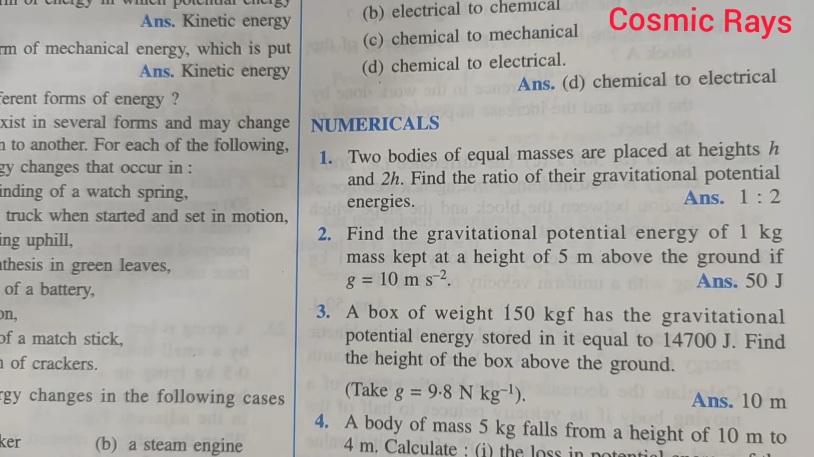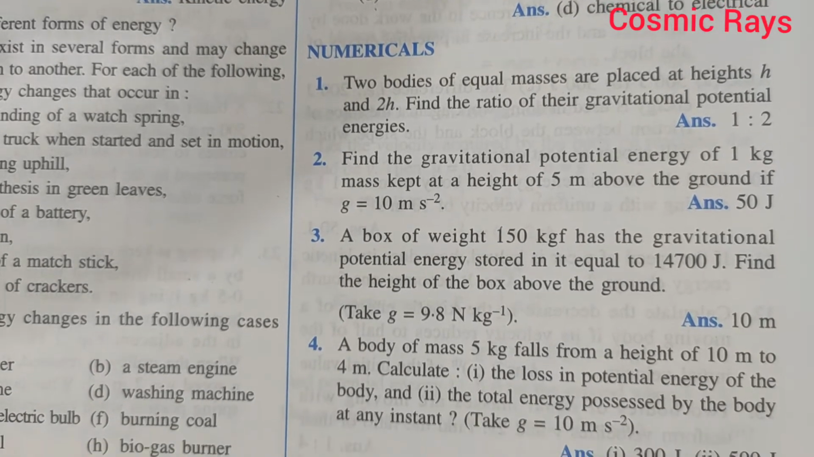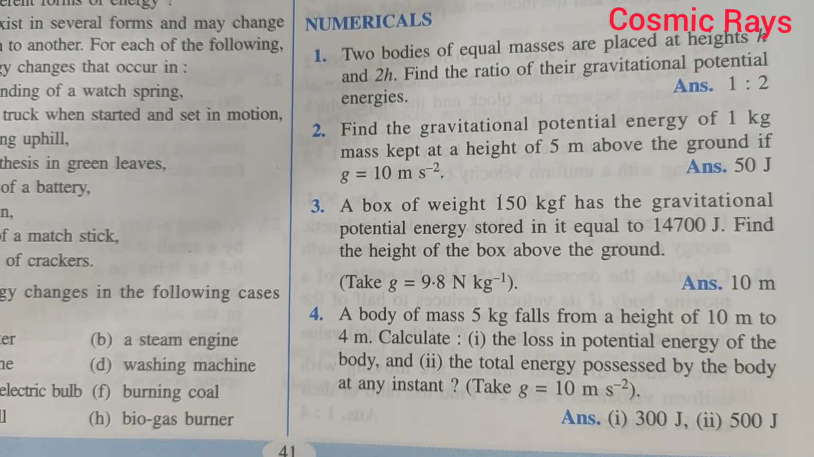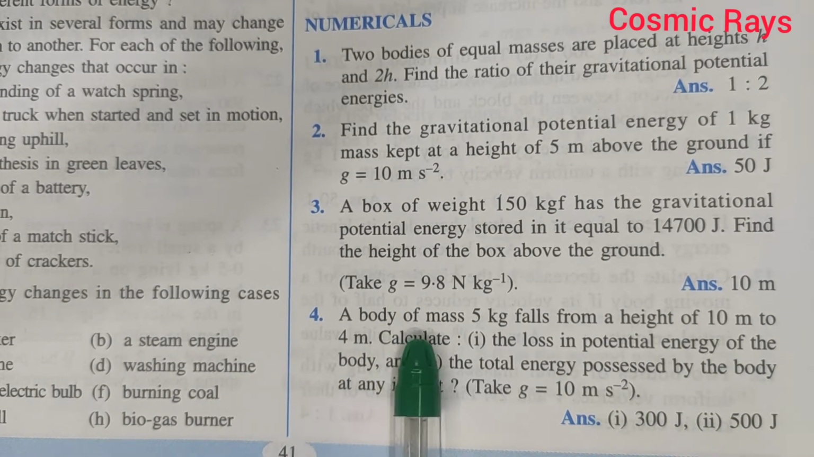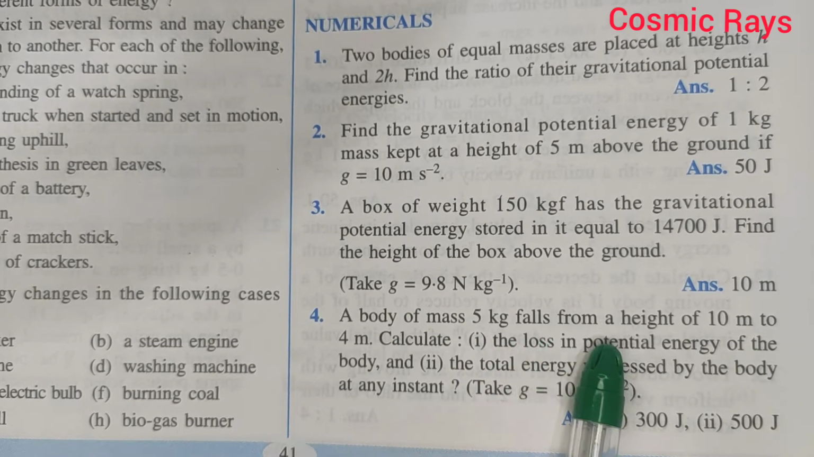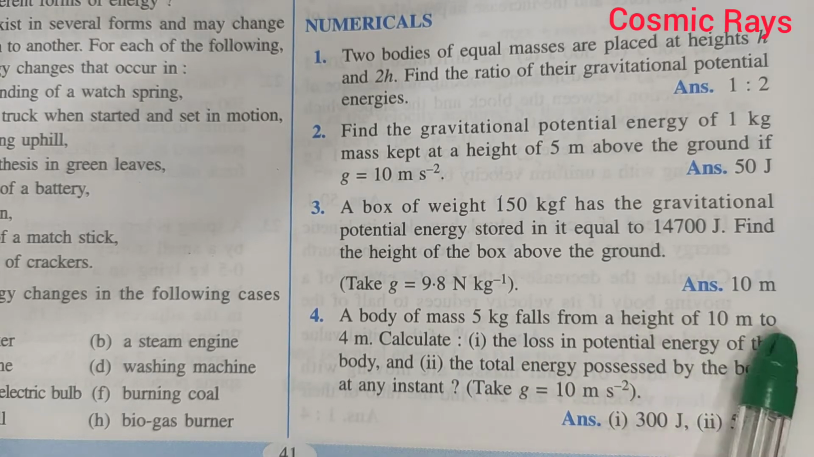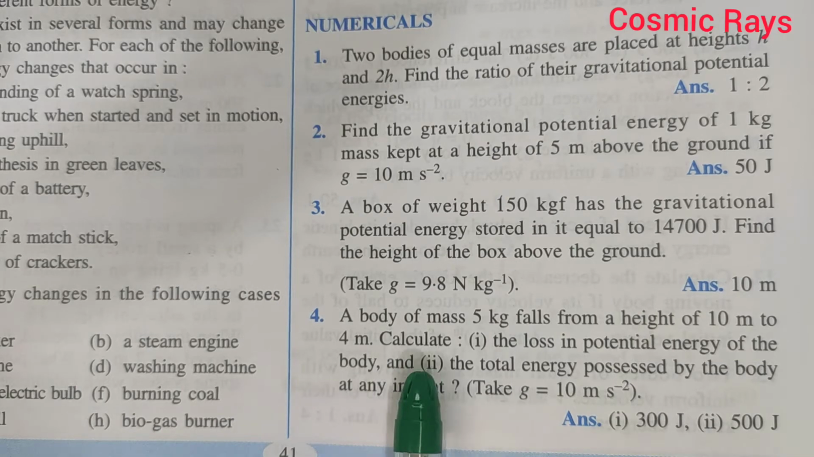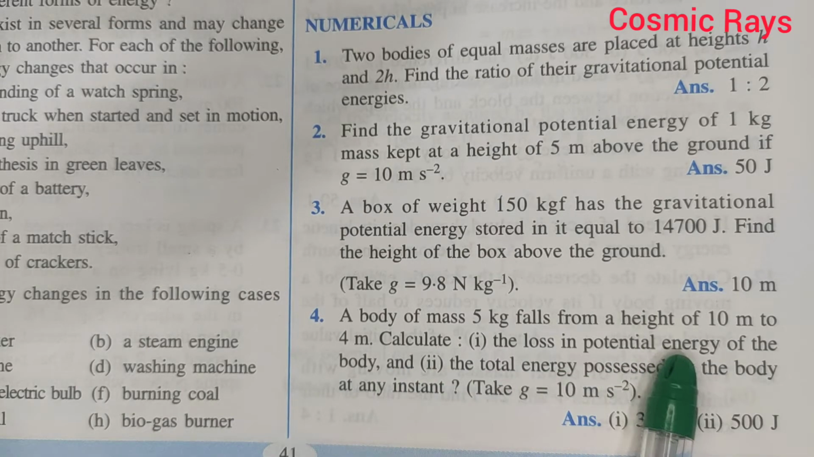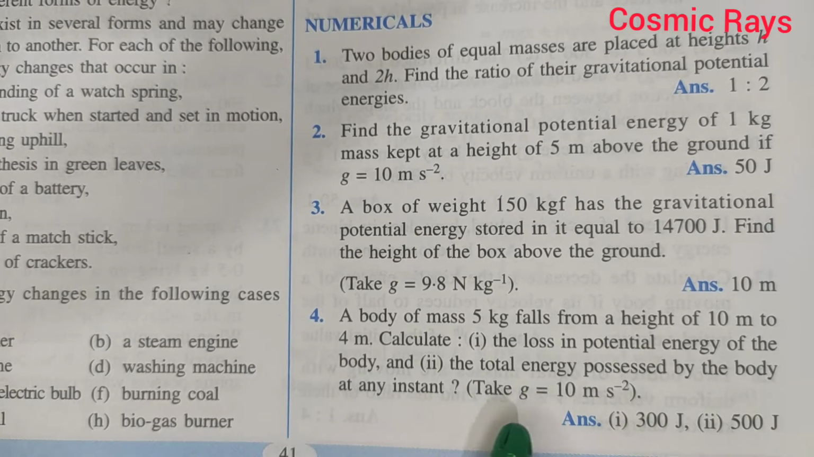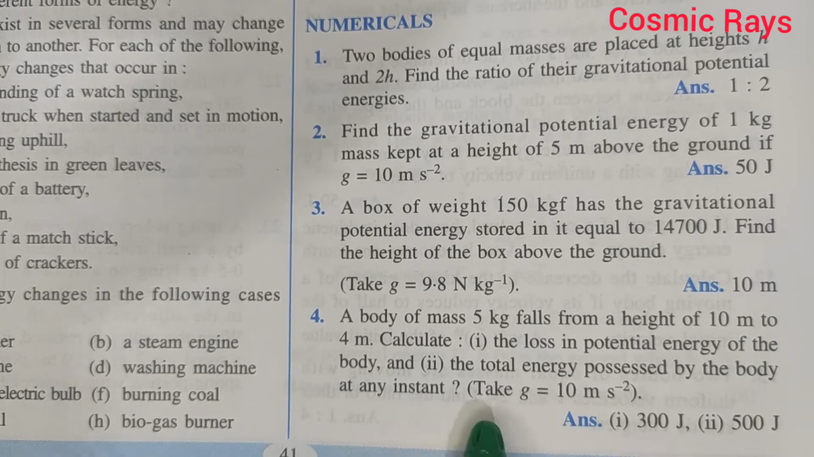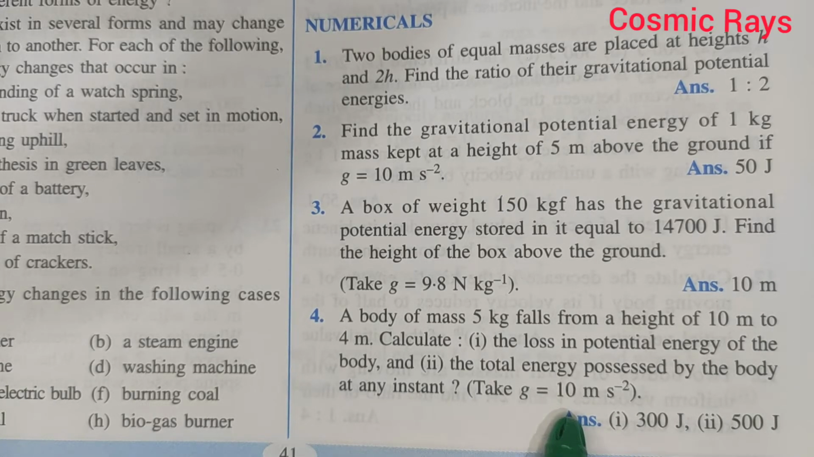Now let's take the next question, and please note that this is a very important question. It says that a body of mass 5 kg falls from a height of 10 meter to 4 meter. Now we have to calculate the loss in potential energy of the body and the total energy possessed by the body at any instant. And they have given us the value of small g to be equal to 10 meter per second square.